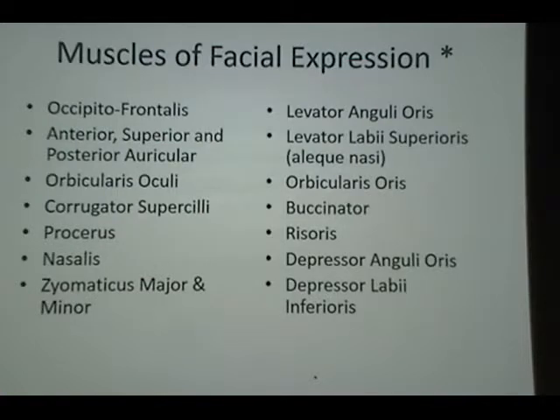So then we have a muscle whose role is to pull the lower lip down, the depressor of the lower lip, depressor labii inferioris.